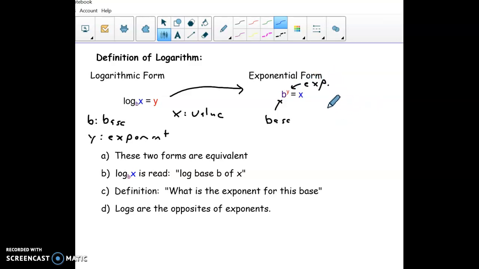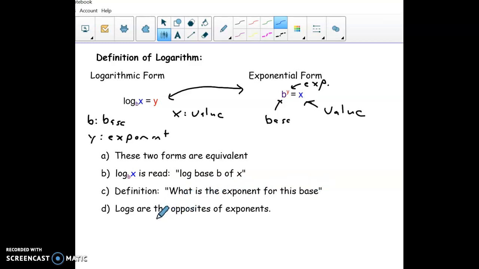Hopefully those terms are familiar to you. And then you raise that base to the exponent, like 4 to the 3rd power or something, and then that gives you a value. So in the regular form, you do the base to a certain power to get a specific value. And log is just a different way of writing that. All right, and so we need to be able to convert between these forms. A couple notes: they are equivalent. You're going to hear me read this or say this a lot. So log_b of x is read as log base b of x. And our definition again is: what is the exponent for this base?